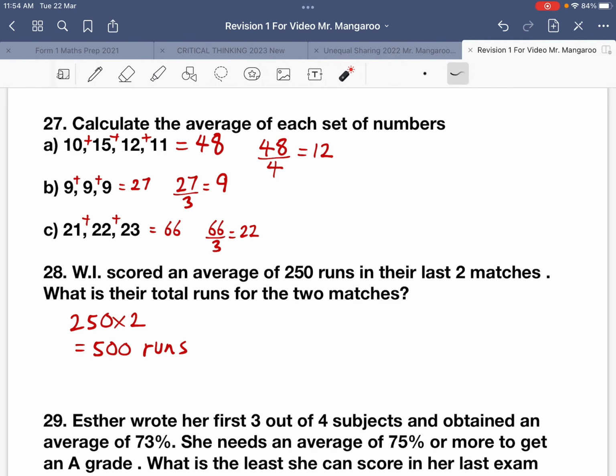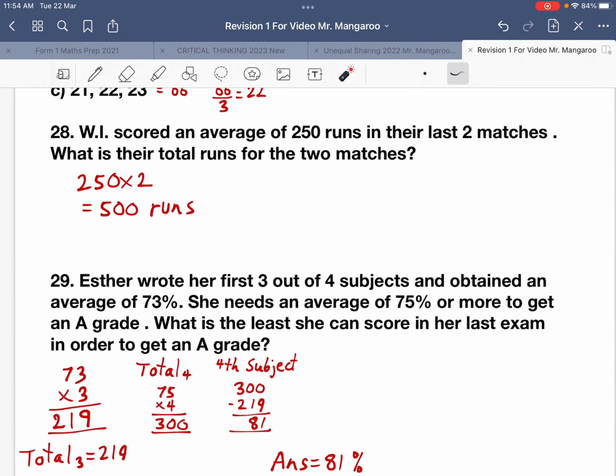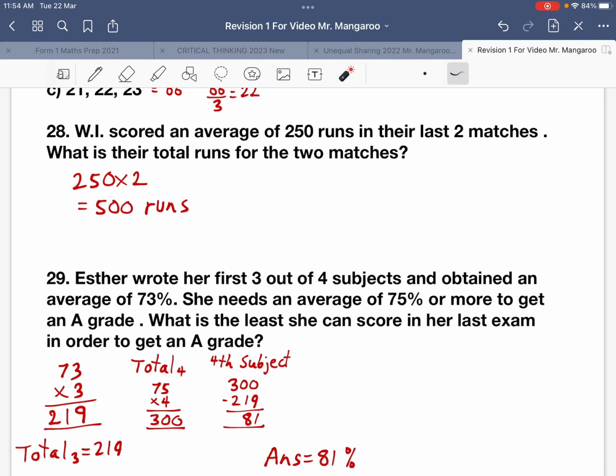Calculate the average of each set of numbers. So to find the average of a set of numbers, we add the numbers and then divide by the amount of numbers. So that's 48 divided by 4 is 12. Similarly, we get 9 and 22. Number 28. West Indies scored an average of 250 runs in their last 2 matches. What is their total? So if we are given the average for our set of numbers, we can multiply the average by the amount of numbers to find the total.